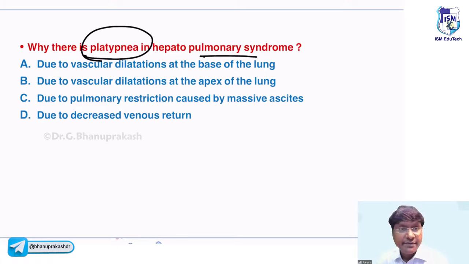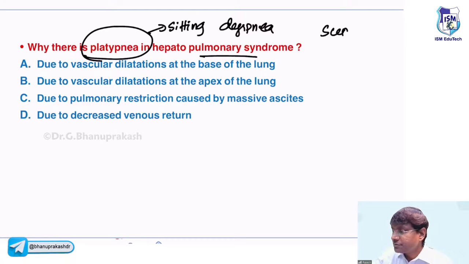That is, when the individual is in sitting position, they will have dyspnea, right? But whenever the individual lies down, in supine position, the dyspnea disappears. That is what is called platypnea. So why is there platypnea in hepatopulmonary syndrome?